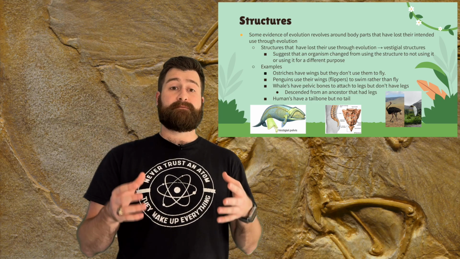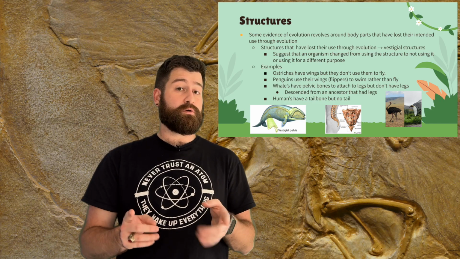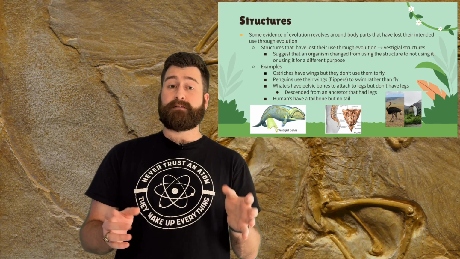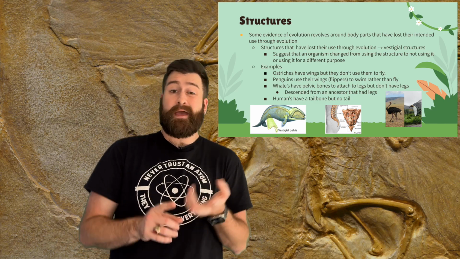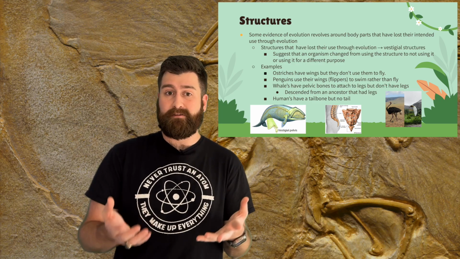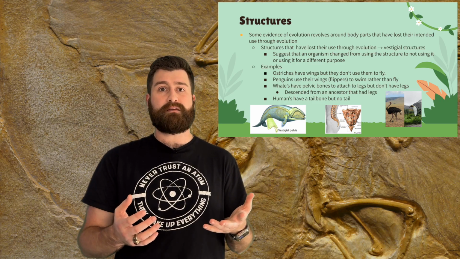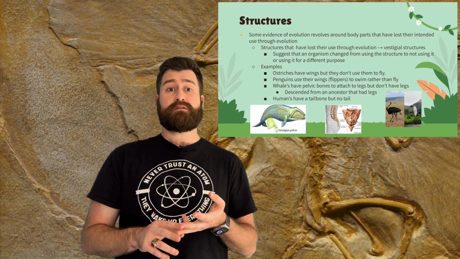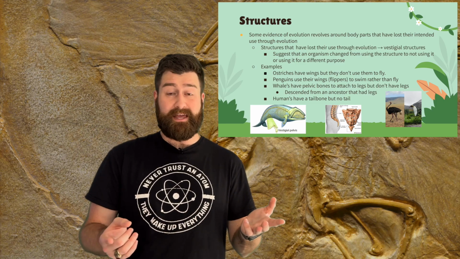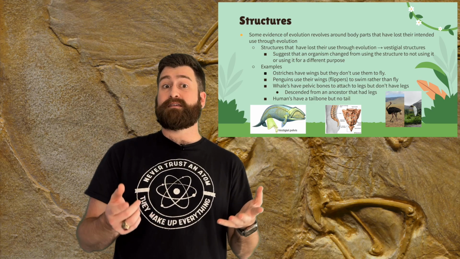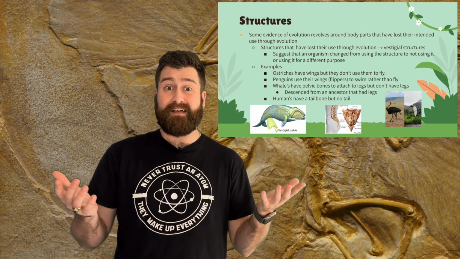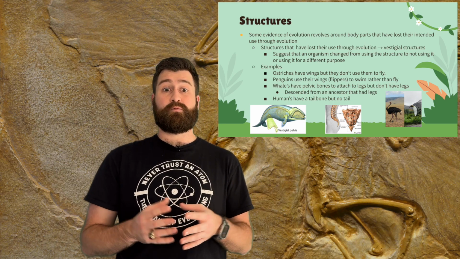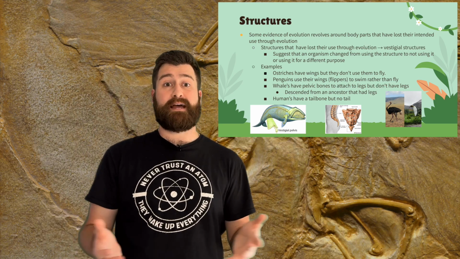Now, some examples of vestigial structures in organisms include, but are not limited to, the following. Ostriches have wings, but they don't use them to fly. Similarly, penguins also have wings, aka their flippers, to swim rather than fly. Whales have pelvic bones to attach to legs, but they don't have legs. This does suggest, though, that they descended from an ancestor that had legs. Humans have a tailbone, but no tail. This suggests that we once had a tail, at least at some point in time, but we don't anymore. That's enough about those types of structures.